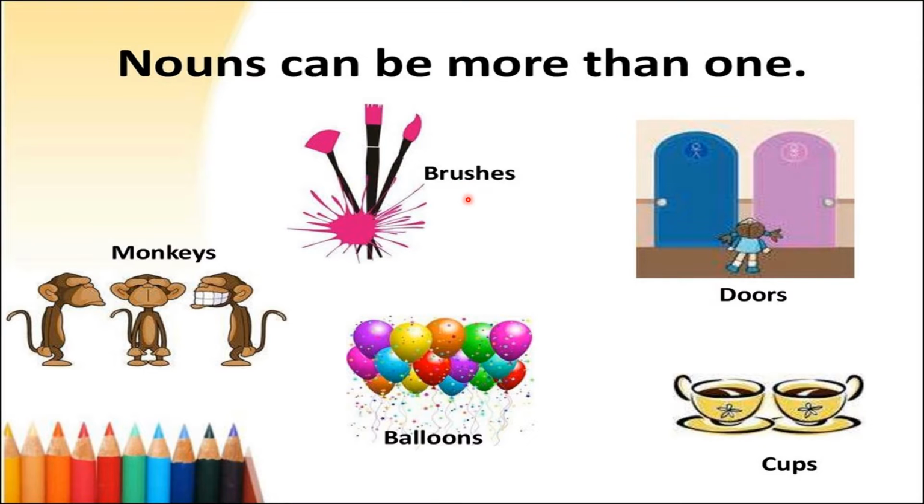So here it is brushes. You have many brushes here. If you have one, it is brush, and if you have many, it is brushes. The same way, if you have one, it is monkey, and if you have many, it is monkeys. Balloons, doors, cups. So these are the plural forms.